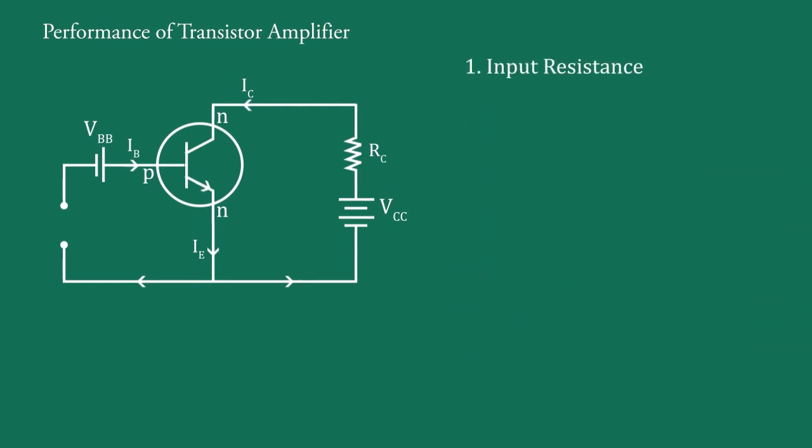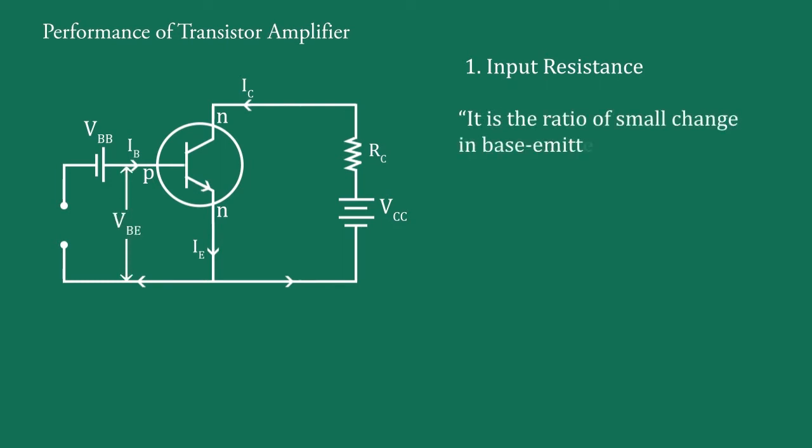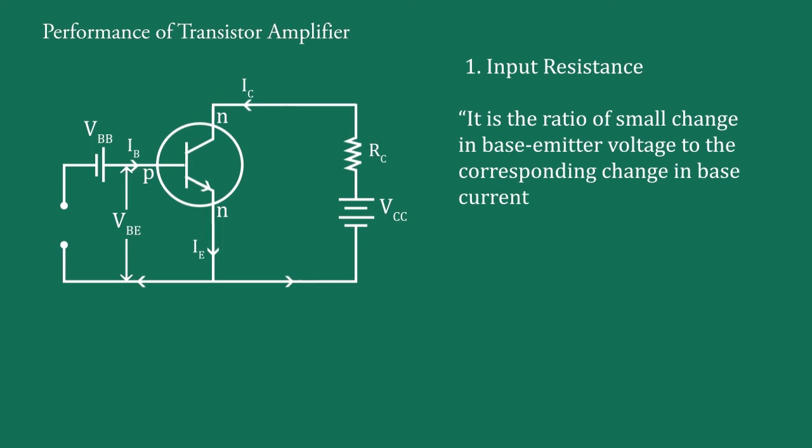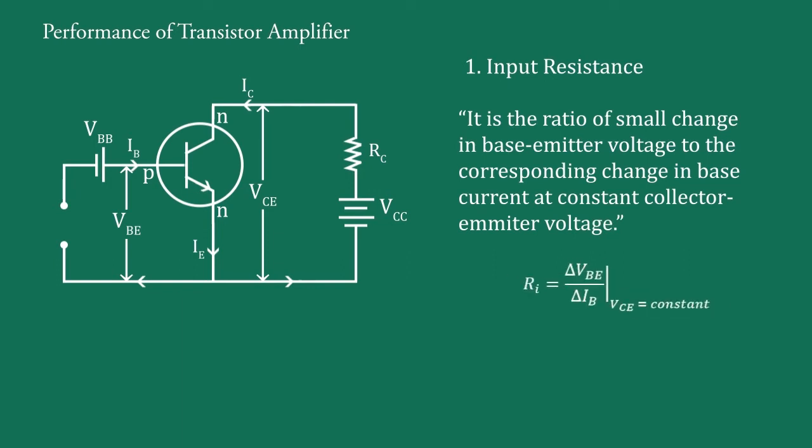First, input resistance. It is the ratio of small change in base emitter voltage, that is delta VBE, to the corresponding change in base current, that is delta IB, at constant collector emitter voltage. That is, input resistance Ri equal to delta VBE upon delta IB at VCE equal to constant. The value of input resistance is quite small because the input circuit, that is base emitter junction, is always forward biased.